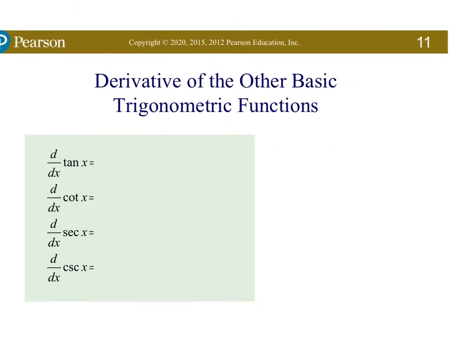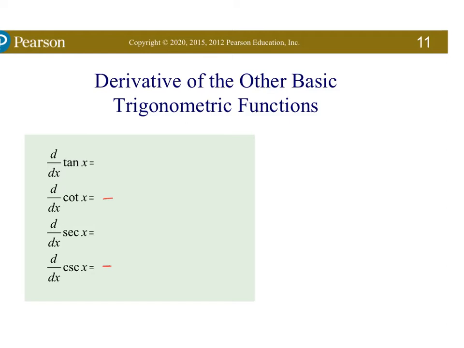So what I'm going to do is give you the rules for you to memorize, and then we'll work on proving them. Okay, so yesterday we saw that the derivative of sine was cosine, and the derivative of cosine was negative sine. So in a similar way, both cosecant and cotangent have negative derivatives as well.